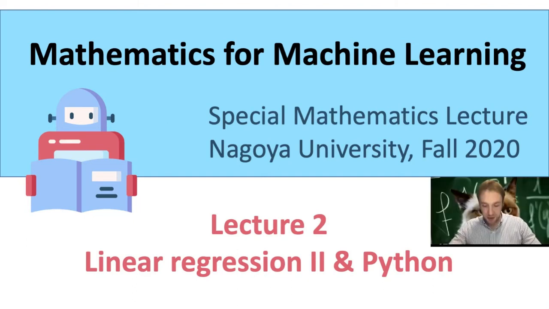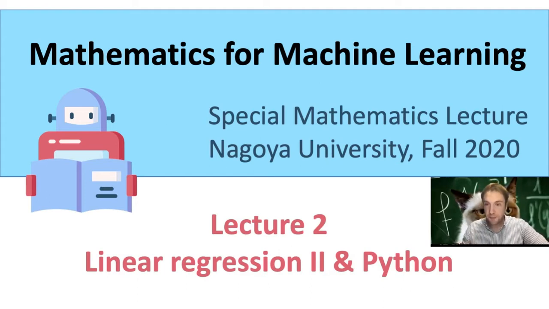Yeah, so welcome to the second lecture. Today we want to continue talking about linear regression, and then we will do a really explicit example in Python and implement this gradient descent, but also in the end talk a little bit about linear algebra and see how we can solve this linear regression by just using linear algebra without using this gradient descent.